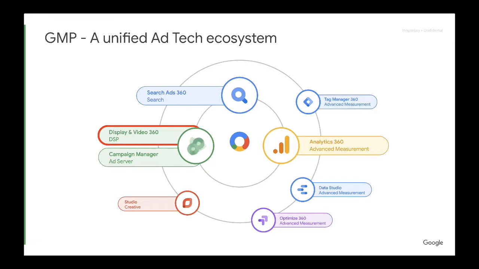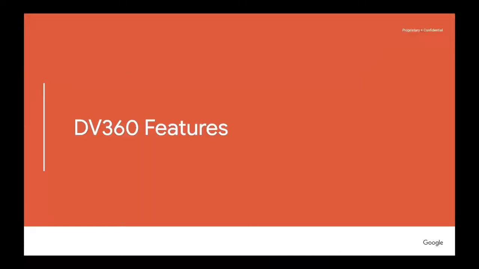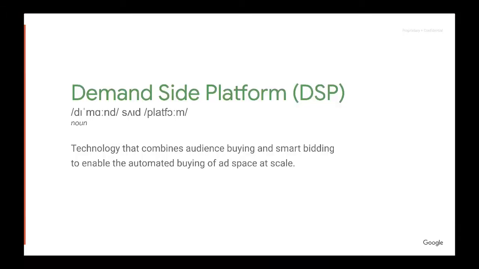And also, we have the Campaign Manager, which is our ad server that allows you to traffic creatives and serve as a centralized measurement tool and advanced attribution solution. DV360 is our DSP that allows you to build and launch your advanced programmatic campaigns. Search Ads 360 is our search management platform. And today, we're focusing on DV360. So we'll go into a deep dive of the DV360 features.